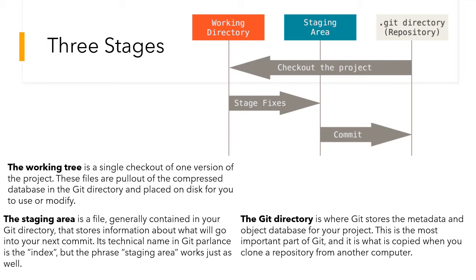This leads us to the three main sections of a Git project: the working tree, the staging area, and the Git directory. The working tree is a single checkout of one version of the project. These files are pulled out of the compressed database in the Git directory and placed on disk for you to use or modify. The staging area is a file generally contained in your Git directory that stores information about what will go into your next commit. Its technical name is index, but the phrase staging area works just as well. The Git directory is where Git stores the metadata and the object database for your project. This is the most important part of Git, and it is what is copied when you clone a repository from another computer.